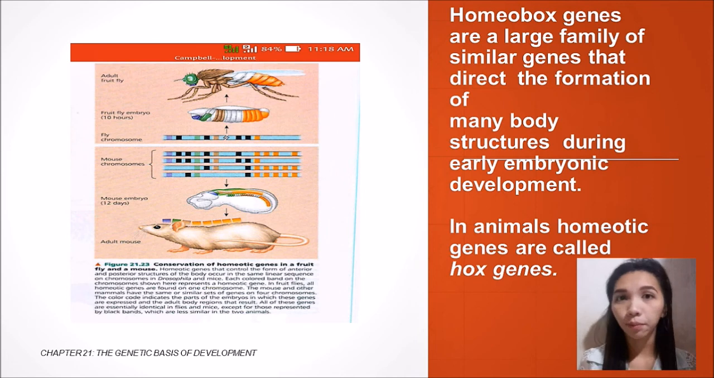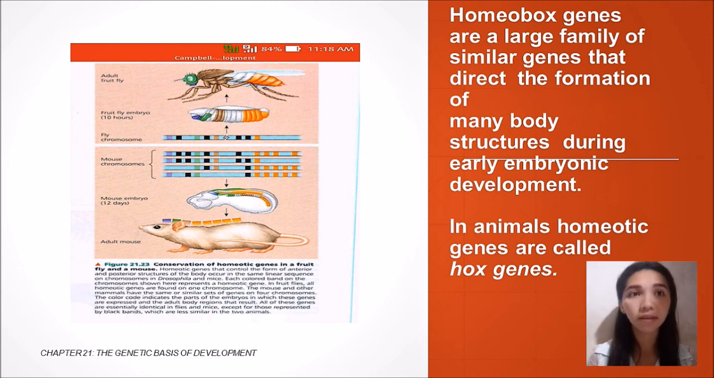So, what is a homeobox gene? A homeobox gene is a large family of similar genes that direct the formation of many body structures during early embryonic development. Figure 21.23 shows the conservation of homeotic genes in a fruit fly and a mouse. Molecular analysis of homeotic genes in Drosophila has shown a 180 nucleotide sequence called the homeobox, which is found very similar or identical in the homeotic genes of many vertebrates and invertebrates.